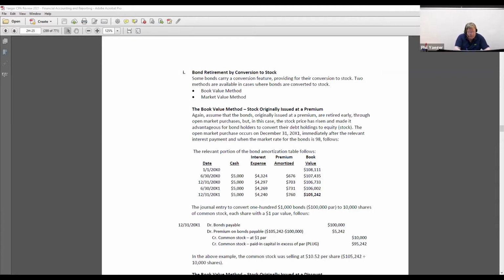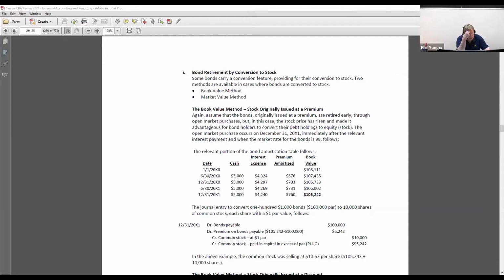How do you calculate the interest expense? What rate do you use? The yield rate. You use the yield rate for 6 months times what? The carrying value, which would be 108,111. Do you see that? That's how you get the interest expense. So that's 4,324. Now remember, these bonds were issued at a premium, right?